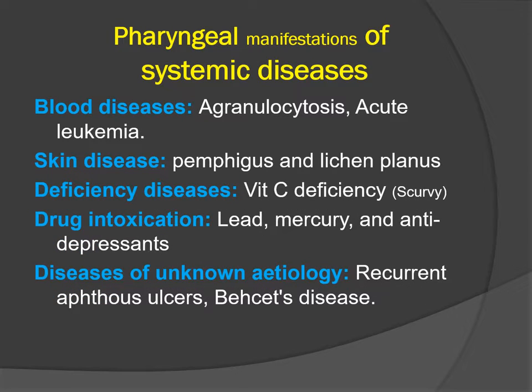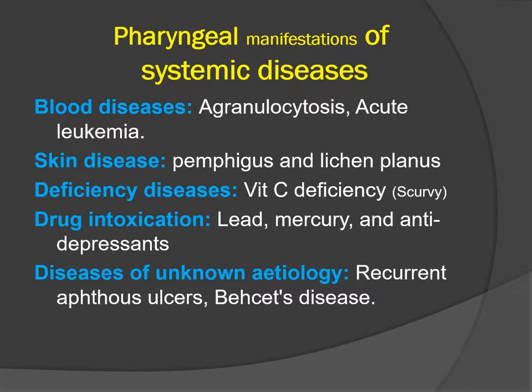We also have systemic diseases that may produce pharyngeal manifestations, like agranulocytosis and acute leukemia. If a sore throat recurs every 2 weeks or every 10 days, and the patient comes to you, takes the treatment, and then it recurs again, you have to request a CBC.